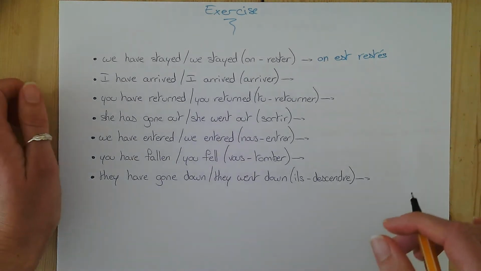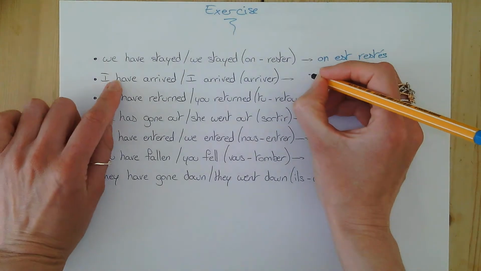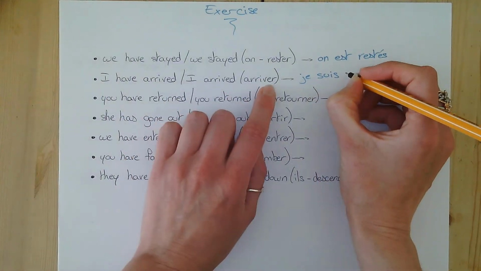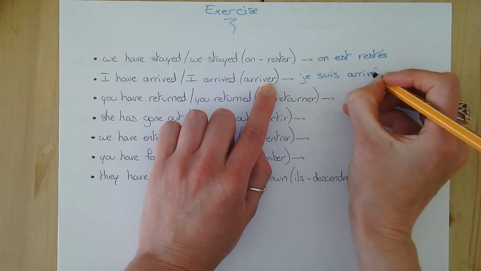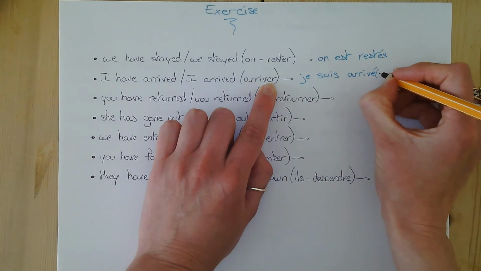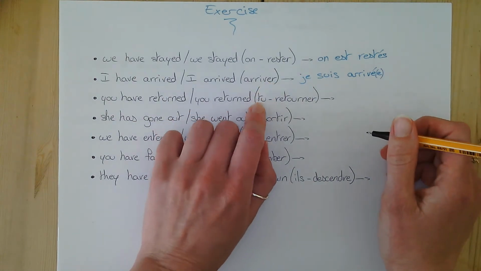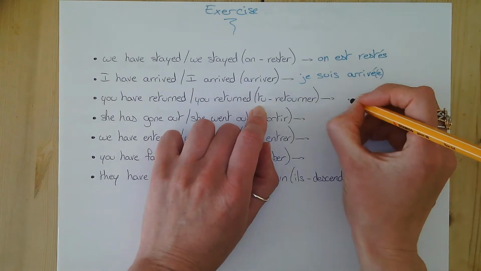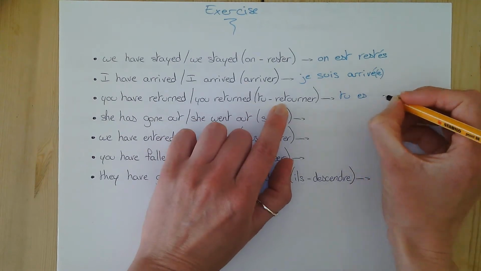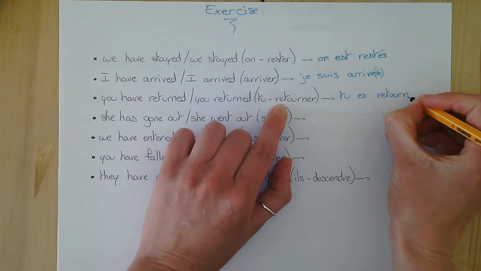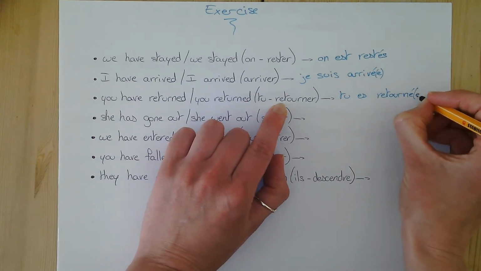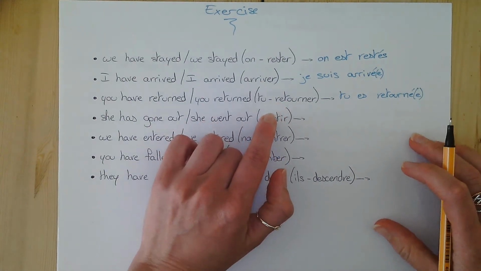Okay, so I have arrived or I arrived. Once again, I have, literally it would be I am, so je suis. And then arrived, ER verb, take off the ER, put an E accent, then figure out if you're talking about a boy, you leave it like that. If you're a girl, don't put the brackets, just put the E. You have returned with tu, so you have is you are in French, so tu es, and retourner, ER verb, take off that ER, put an E accent. I don't know here if I'm talking to a girl or a boy, so I put that between brackets, but once again, make up your mind.